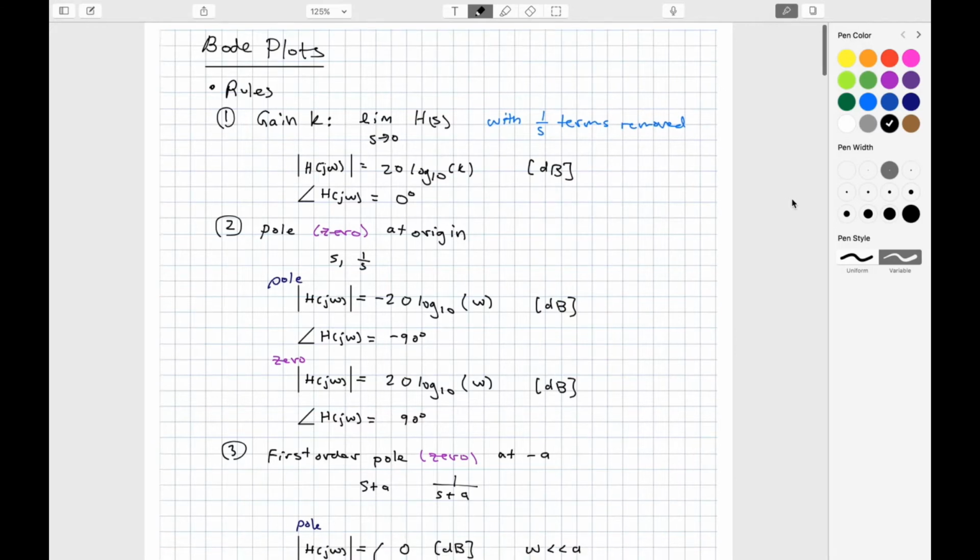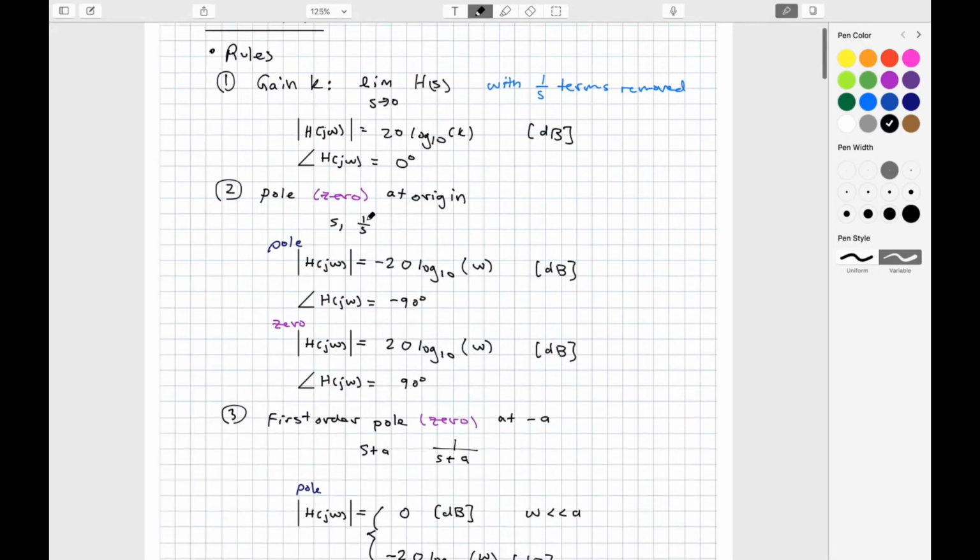A pole, or 0 at the origin, meaning an s term or a 1 over s term, can be represented in the magnitude and phase spectrum or Bode plot using the magnitude of H of j omega is equal to negative 20 log base 10 of omega. What this equates to is a line which has a slope of negative 20 dB per decade, which passes through 0 decibels at 10 to the 0 radians per second. The angle contribution of a pole at the origin is negative 90 degrees.